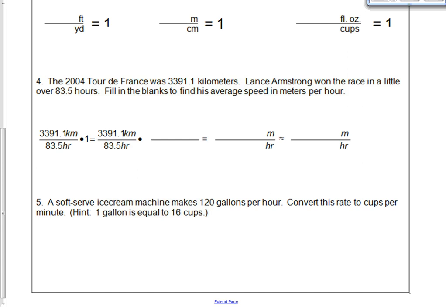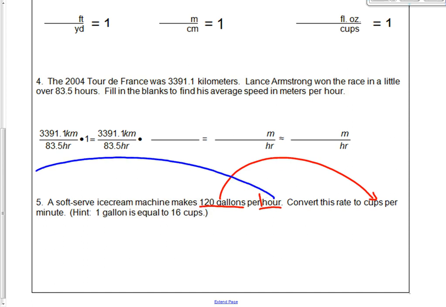So right now I have gallons, 120 gallons per 1 hour. All right, I need to convert this from gallons. I need gallons to go to cups, and then I need hours to go to minutes. Okay, and the word per just means divide. So if I'm thinking about how to do this, I could get real fancy and creative with this, but I'm going to do it really easily here.